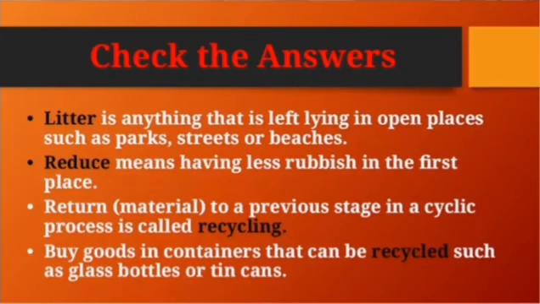Okay, now it's time to check the answers. The first answer was litter is anything that is left lying in open places such as parks, streets or beaches. Next was reduce means having less rubbish in the first place. Third blank is return of material to a previous stage in a cyclic process is called as recycling. And fourth blank was buy goods in containers that can be recycled such as glass bottles or tin cans.